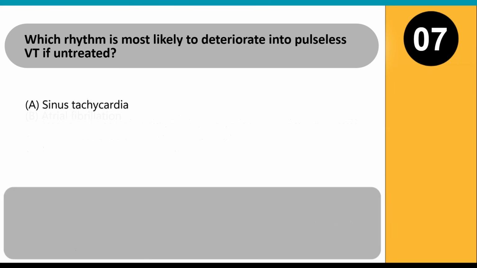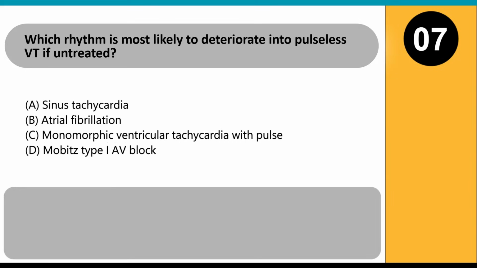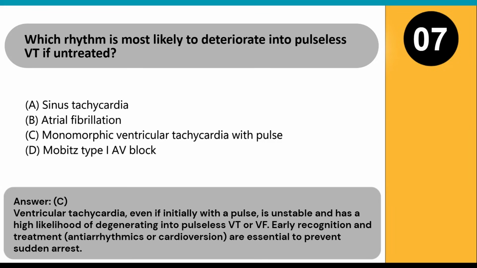Which rhythm is most likely to deteriorate into pulseless VT if untreated? A. Sinus tachycardia. B. Atrial fibrillation. C. Monomorphic ventricular tachycardia with pulse. D. Mobitz type I AV block. Answer C.